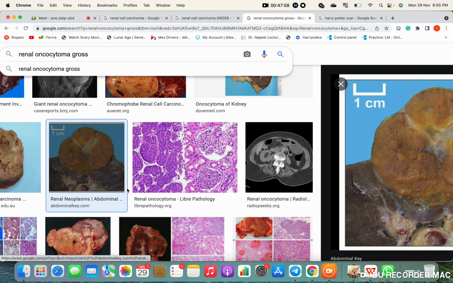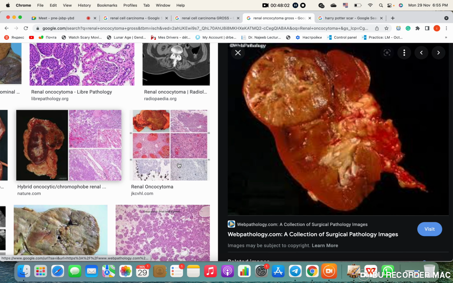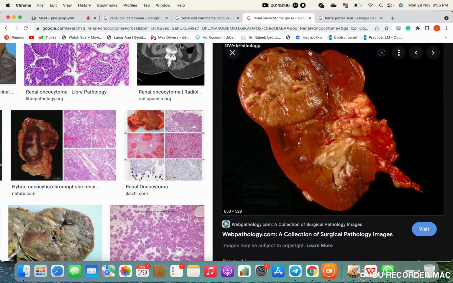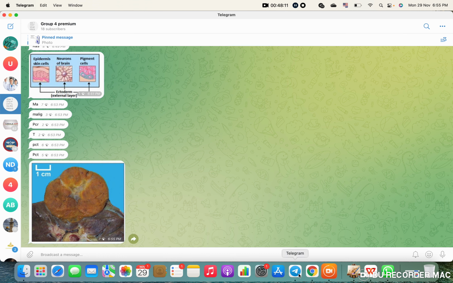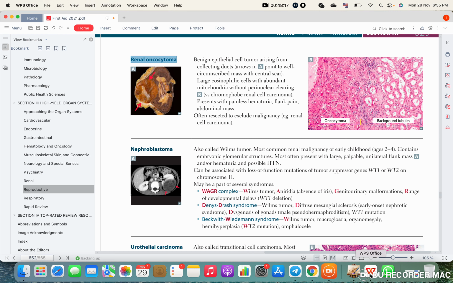Okay, so it has a scar. Oh yeah, one more thing. As you can see, it's a benign tumor. It's well circumscribed, yes, well circumscribed because it's benign. And it originates from the collecting duct. Here they also write for us that the arrows in A show a well circumscribed mass, which means benign, with a central scar. Where is the scar?